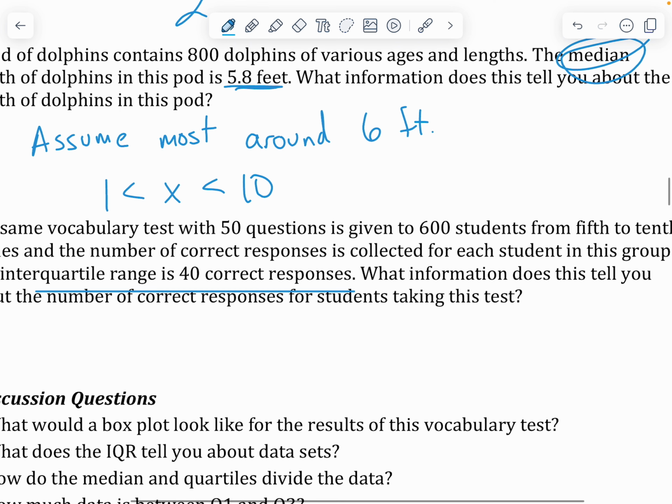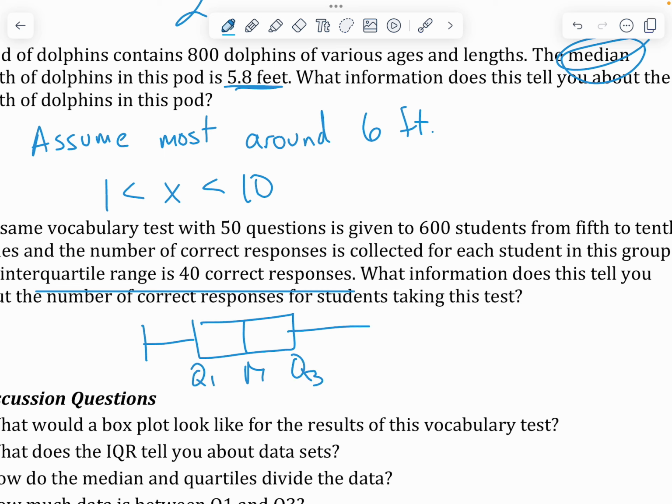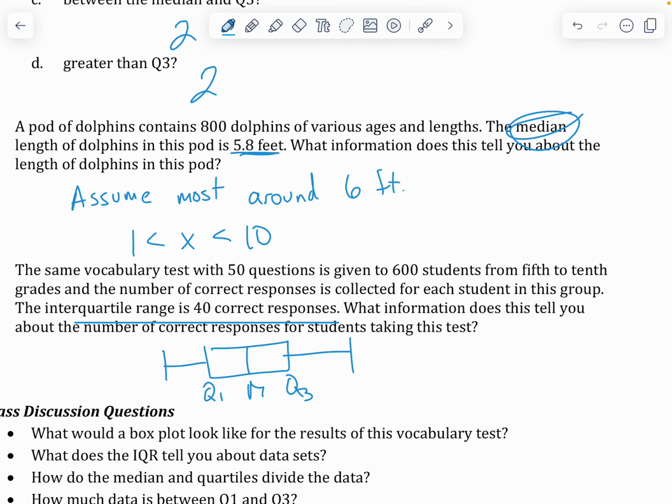Okay, so what that's saying is, remember, if you think about the box plot, we have the median, and then we have quartile 1 and quartile 3. And then we got the range. So this is saying the interquartile range is 40 correct responses. What information does this tell you about the number of correct responses for students taking this test? So it's saying the people that went in through here, that range is about 40 questions.